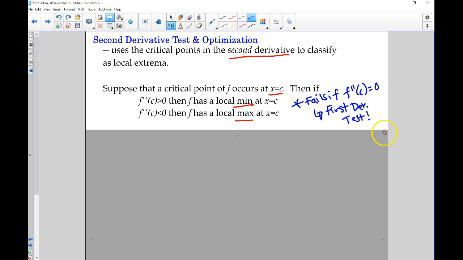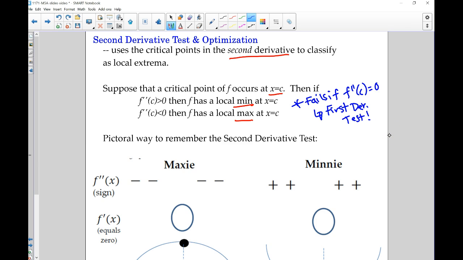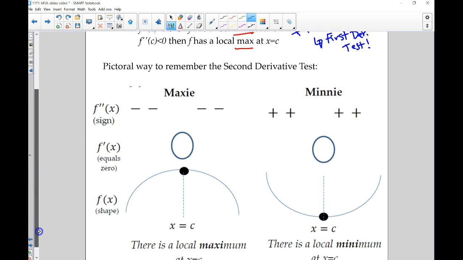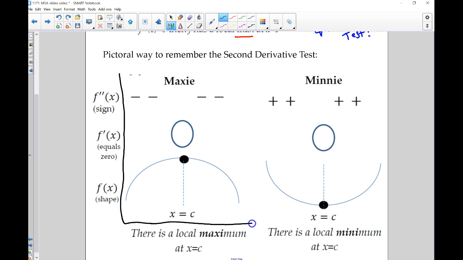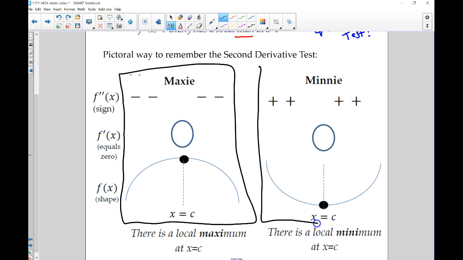A pictorial way of summarizing this test is via two of my friends. They're called Maxi and Minnie. Imagine this is the face of Maxi, and this is the face of Minnie. Maxi is a very sad person because he's reached his maximum. Minnie's at her lowest, but she's still happy.